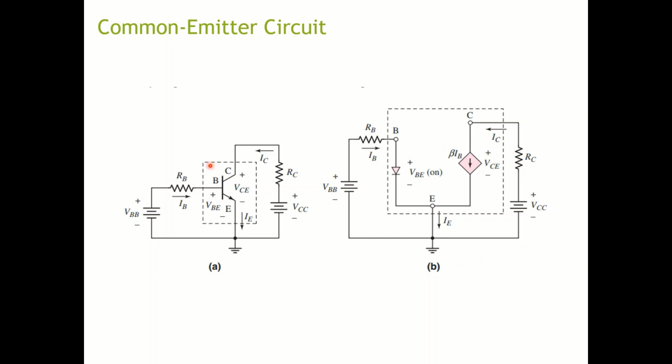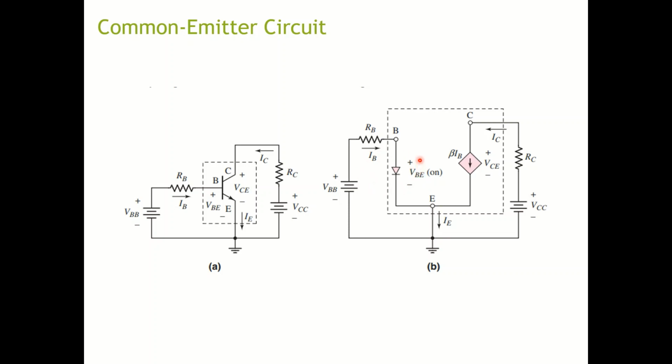So every time you see an NPN BJT, you can immediately convert that into a 3-port block diagram like this and use this component instead. It will help you analyze the DC circuit a little bit easier. So we will assume that the BE junction is forward biased. That's why we have this diode right here.